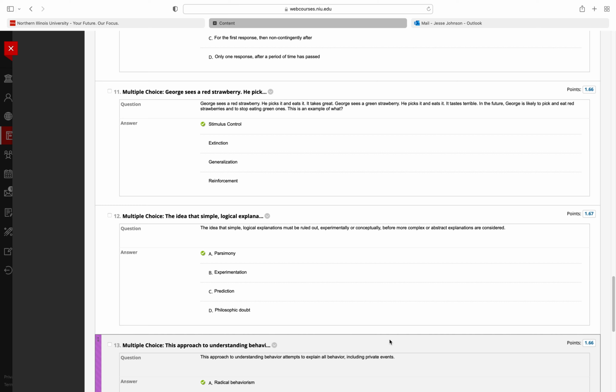Stimulus control is when you associate a stimulus or cue with the availability of reinforcement for a certain behavior. And you engage in the behavior in the presence of that stimulus, and you're less likely to engage in that behavior in the absence of that stimulus. So in this case, the red strawberry is the SD that indicates that eating the strawberry will result in reinforcement. The green strawberry is not going to result in reinforcement. So you learn to eat red strawberries and not eat green ones, and that's an example of stimulus control.